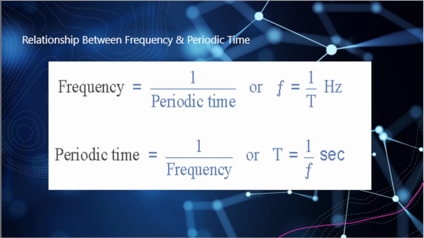In addition, the relationship between frequency and periodic time is represented by the following equations. You just simply take the inverse of either. So if you measure something over a period, then the inverse of that period is going to be the frequency. If you make a measurement in frequency, then the inverse of that frequency will be your periodic time. It truly is that simple.